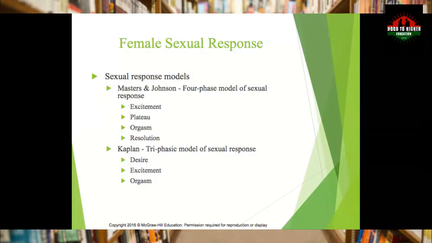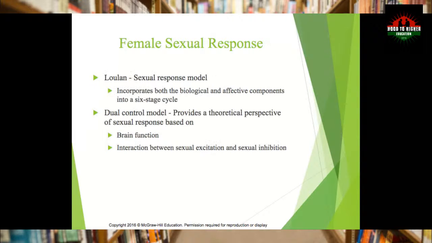So this is also speaking to the different types of models. Of course, we know William Masters and Virginia Johnson. They came up with the 4-phase model of sexual response: excitement, plateau, orgasm, and resolution. But Kaplan had a three-step model, or a triphasic model of sexual response, where they do not include the plateau phase.